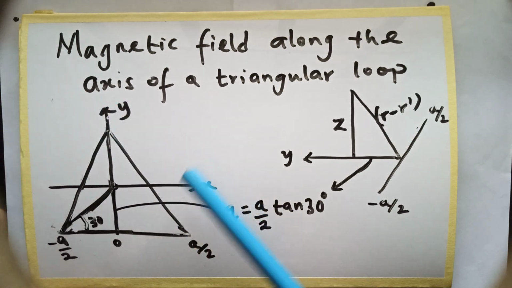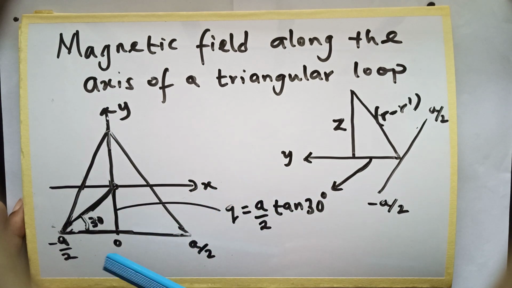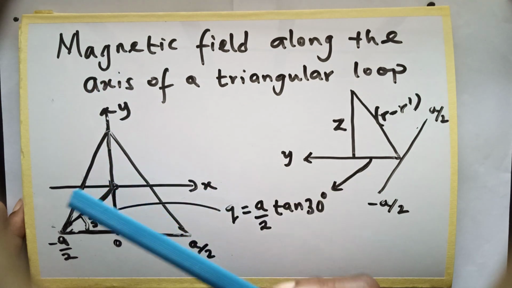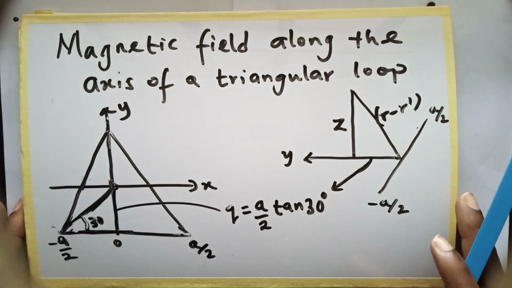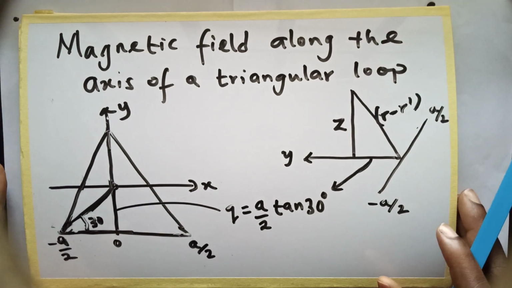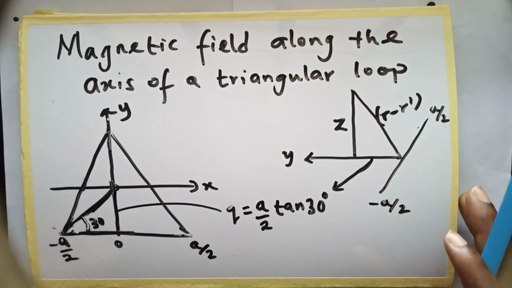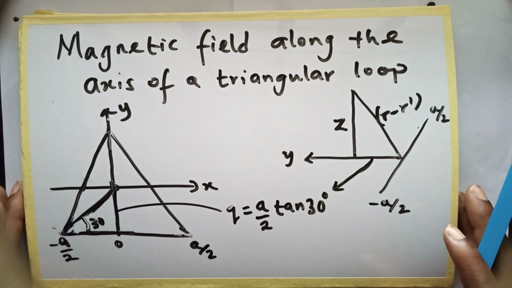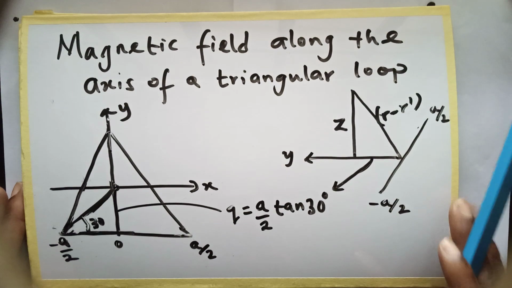We aligned this triangle in such a way that the x-axis will be along this side, the y-axis will be here, then the z-axis will come out. So at any point along this z-axis, we might be interested in calculating the magnetic field at that point. To calculate this, we'll use the Biot-Savart law, which we are going to see in the next slide. But for now, let's analyze this triangle and see how it goes.